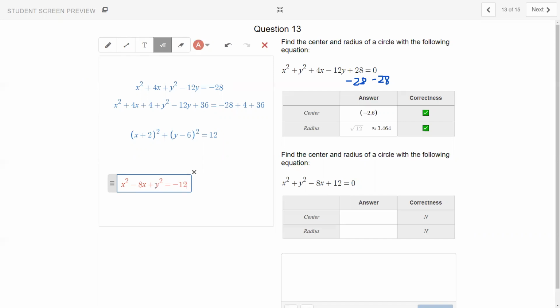For x, though, we have to factor into a perfect square. So we have x squared minus 8x. We need to divide negative 8 by 2. That's negative 4, and then square it. So that's plus 16. And if you add 16 to the left, you need to add 16 to the right. So now we can factor that. That becomes x minus 4 squared plus y squared equals negative 12 plus 16, which is 4. That means our radius is the square root of 4, which is 2, and the center is 4, 0.